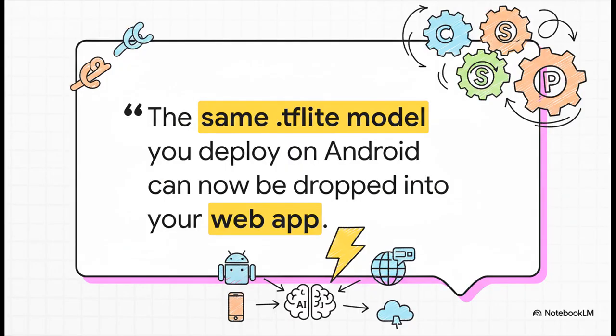And honestly, this quote right here just says it all. The ability to take the exact same model you're using on Android and just drop it into your web app, that is the dream of a truly unified architecture. It means your model behaves the same everywhere, which means simplicity, consistency, and a whole lot of power.